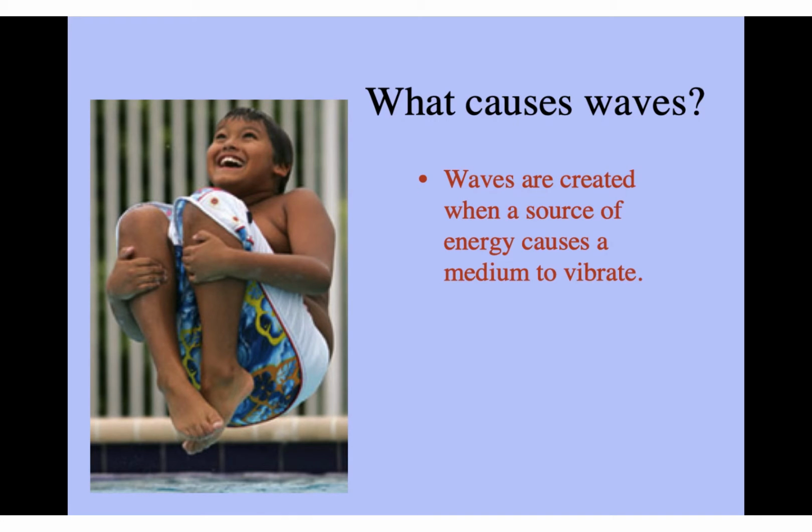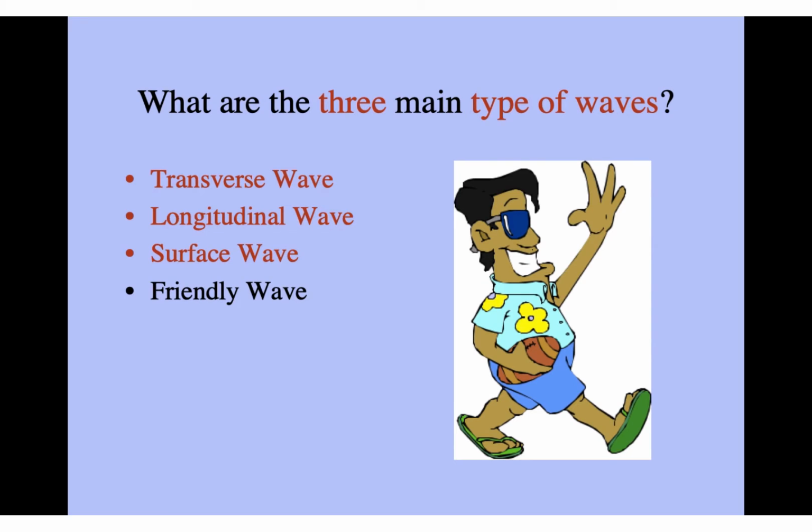Now, to make a wave, you have to have some energy form. And that energy form has to make, in the case of a mechanical wave, the medium vibrate. Now, there are going to be three main types of waves that we talk about in class, and these are separate from the mechanical versus the electromagnetic wave.